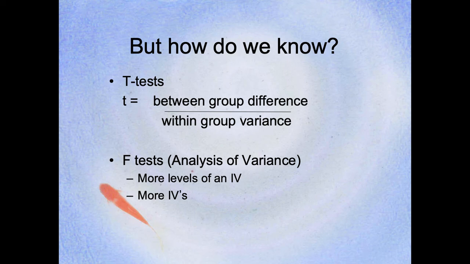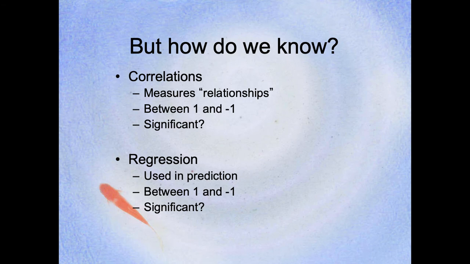Anyway, f-tests are a little bit stronger because you can use multiple IVs or multiple levels of IVs. So usually ANOVAs are used if you have a 2x2 experimental design or something like that. We also have correlations and regressions, of course.